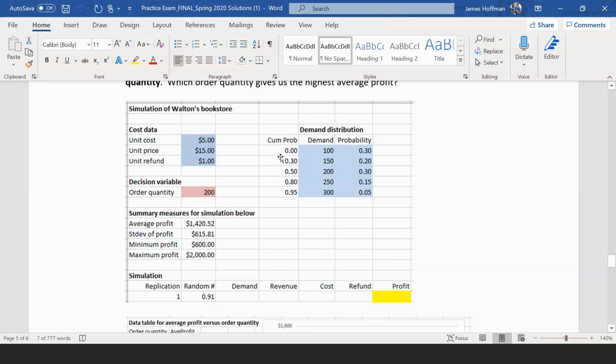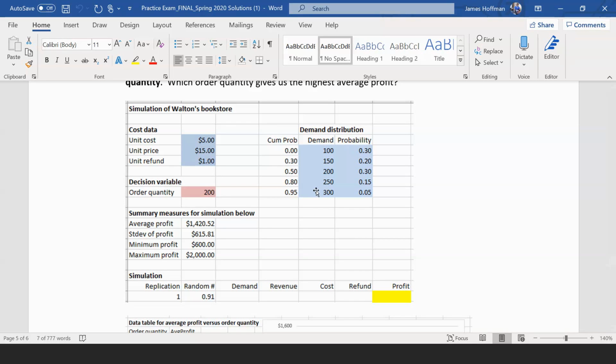Remember, these are the ranges, the cumulative probabilities. Basically, if it's less than 0.3, demand is 100. If it's between 0.3 and 0.5, it's 150. If it's between 0.5 and 0.8, it's 200. If it's between 0.8 and 0.95, it's 250. And if it's above 0.95, it is 300.